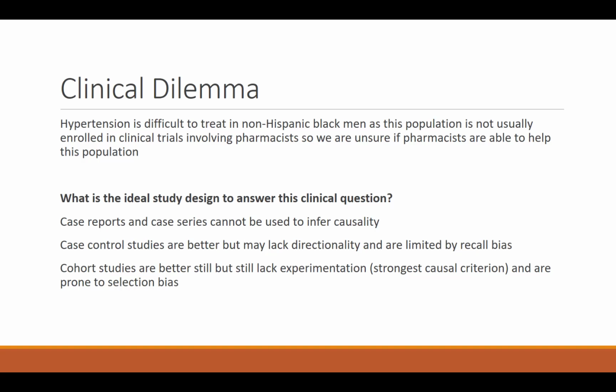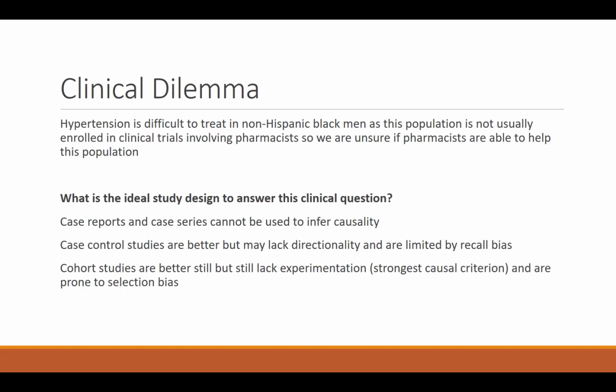Looking at some other study designs that we could use to answer this question, it is apparent that randomized controlled trials are the most ideal. Case reports and case series cannot be used to infer causality. A case report in this setting would be if I'm a pharmacist and I saw a non-Hispanic Black man with hypertension and I gave him a medication and he improved. Well, it doesn't mean that he wouldn't have improved anyways, or that a pharmacist is specifically useful in this setting.